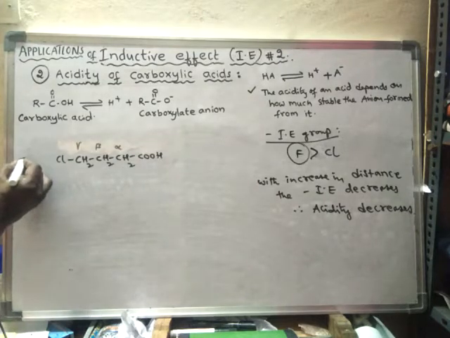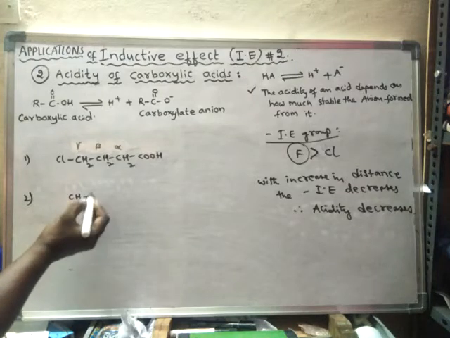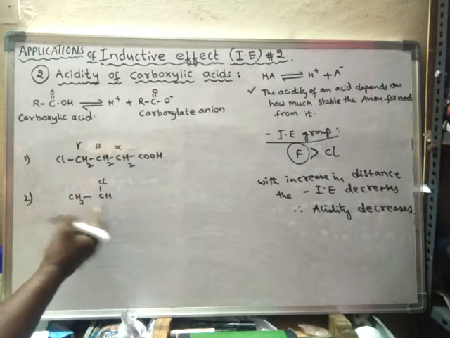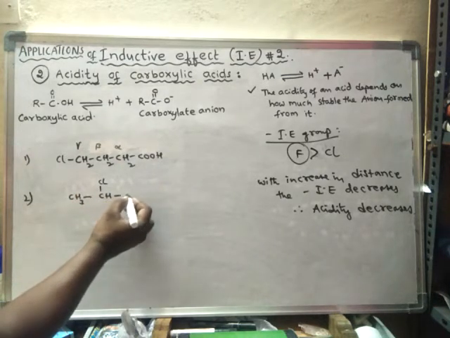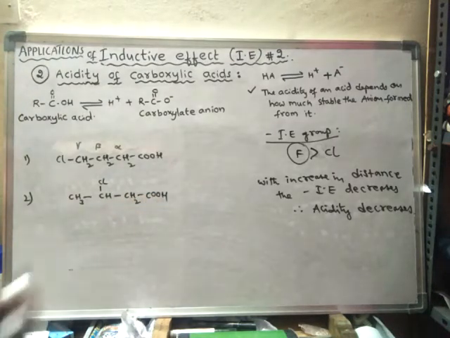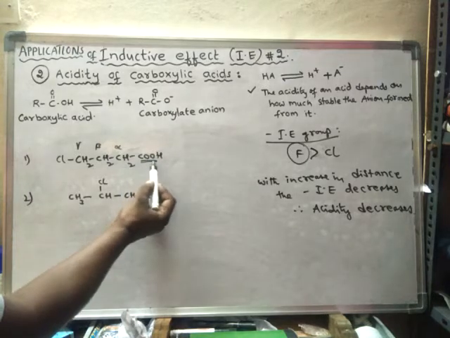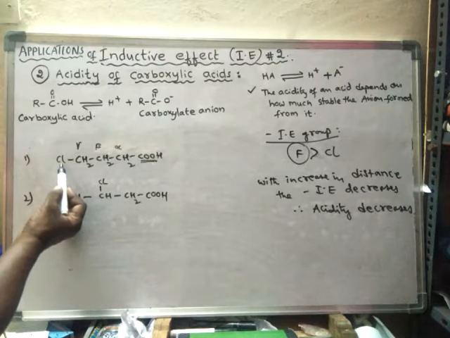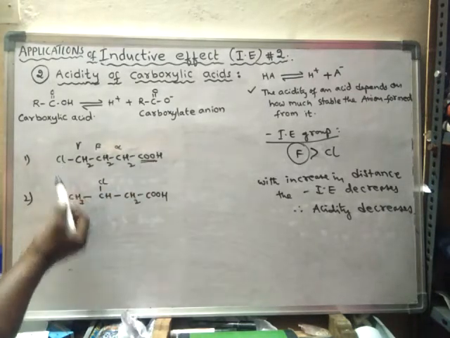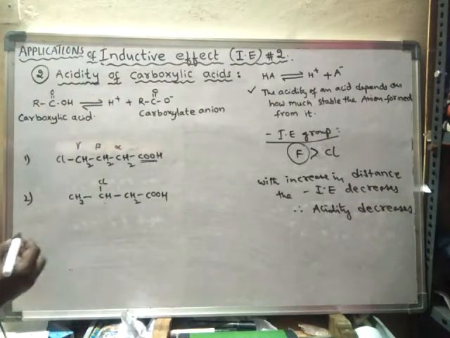This is one, another one, CH3. Here I will arrange the chlorine on this carbon, CH2COOH. From the carboxylic group, the chlorine is far away when compared to this one. Here in this compound, the chlorine is far away, but here the distance between the chlorine and this group is somewhat less.